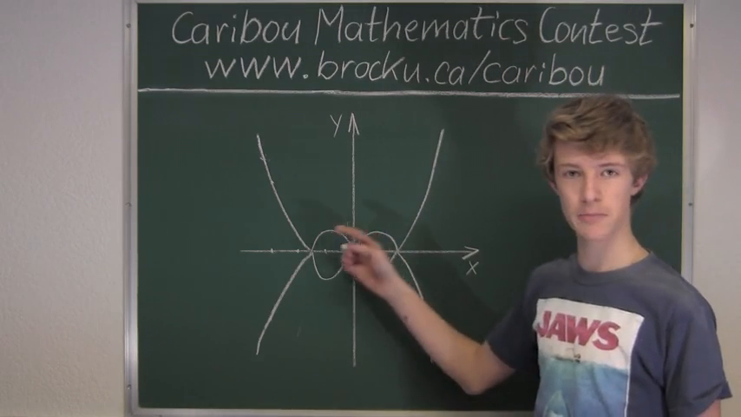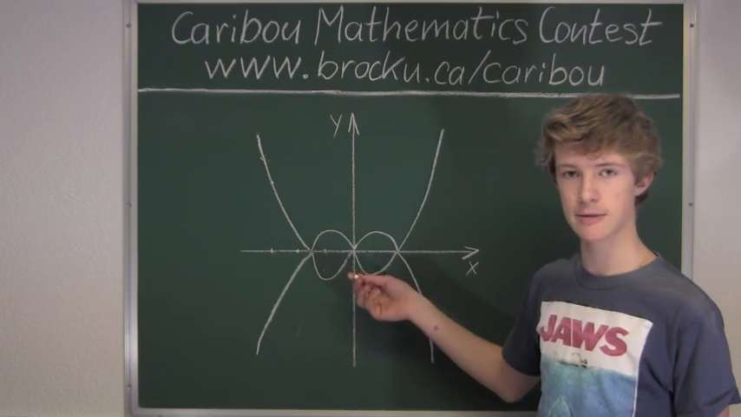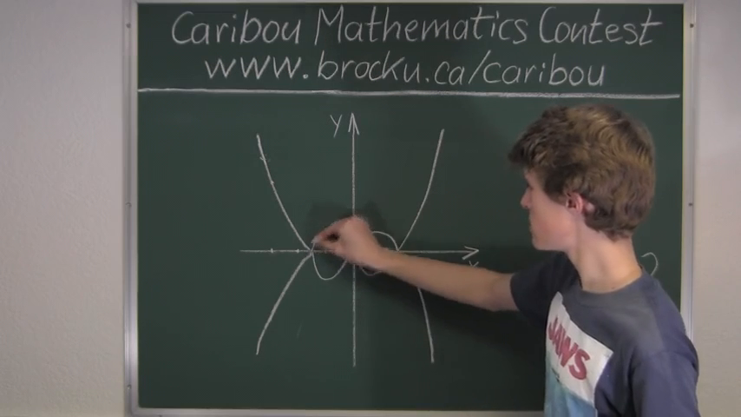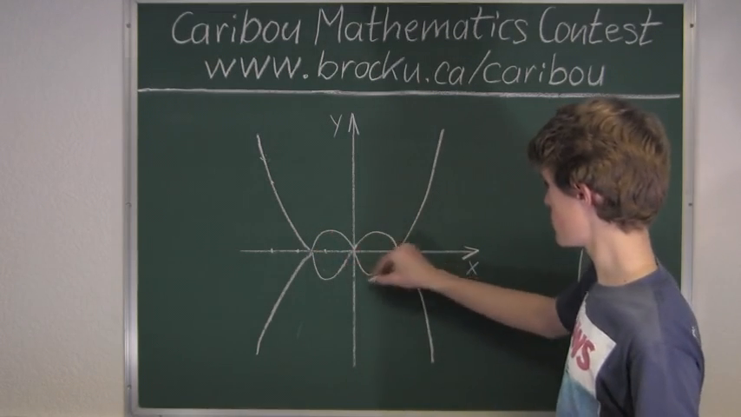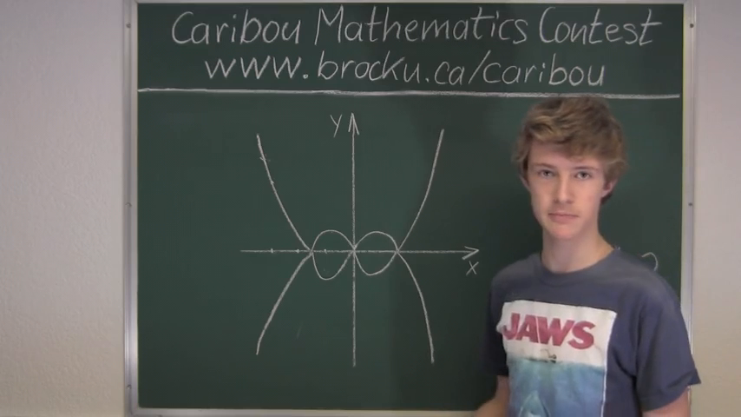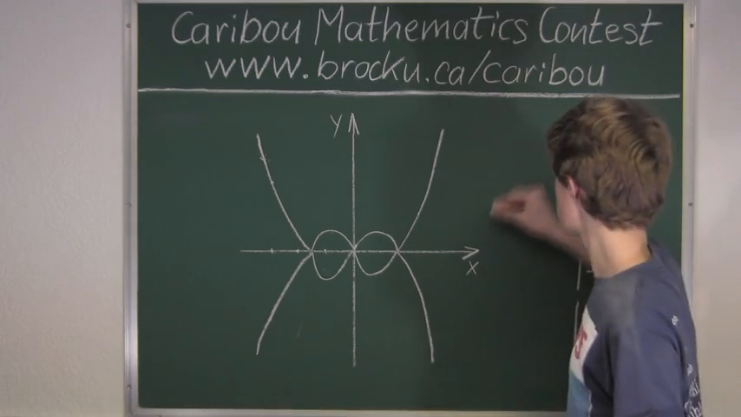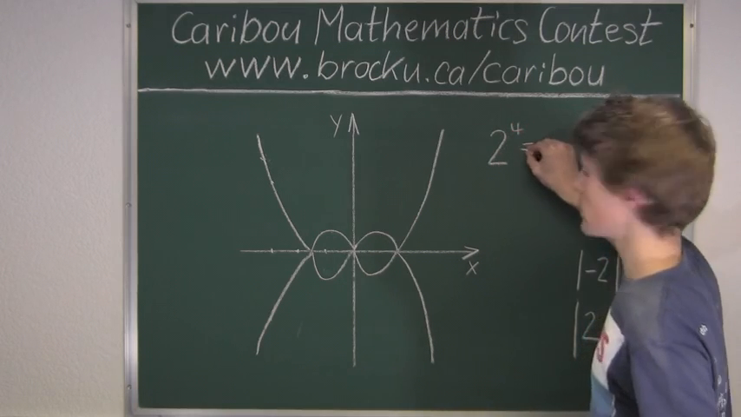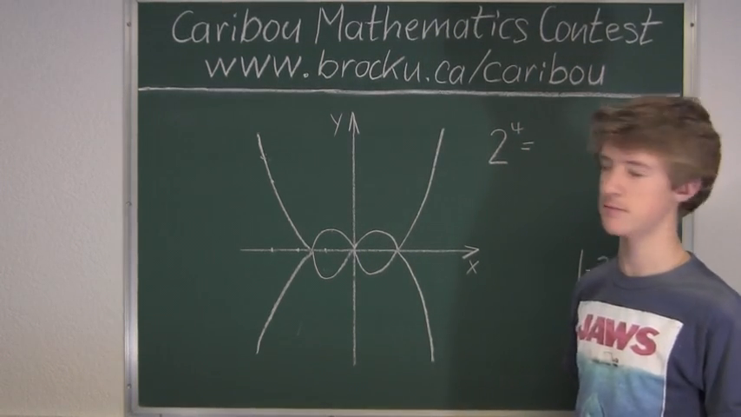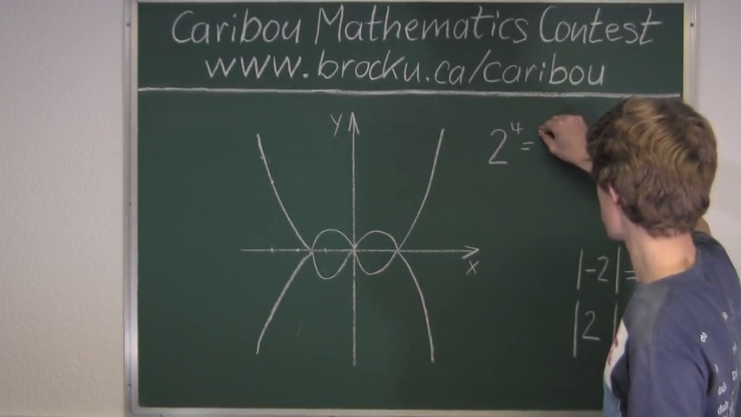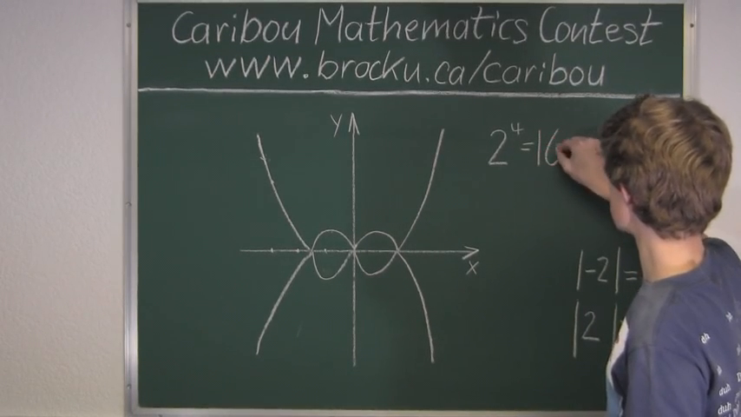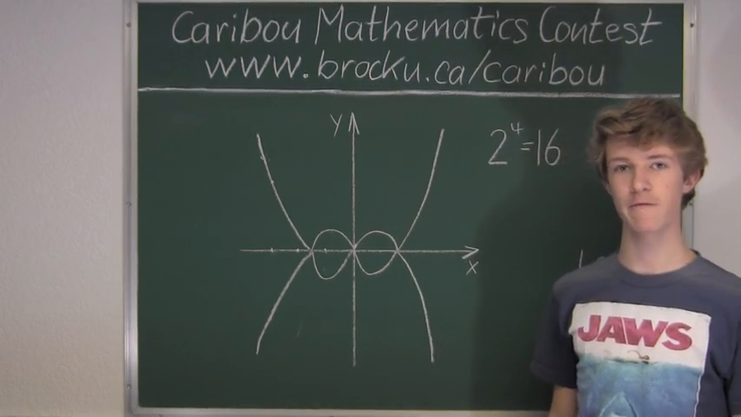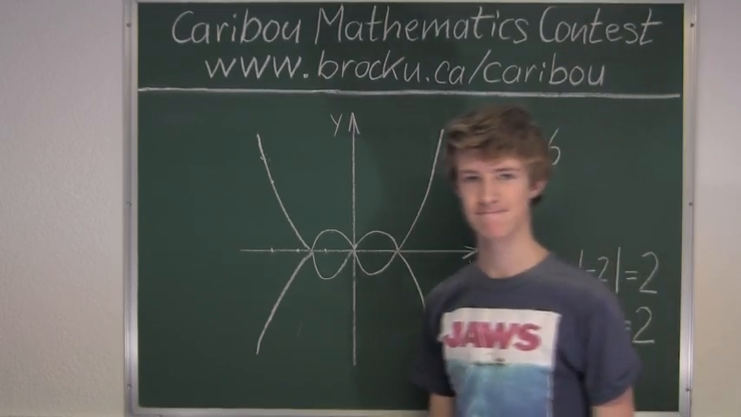So since we know that all the possibilities and options are independent from each other, we see that we have 2 times 2 times 2 times 2 possibilities, which is 2 to the power of 4. And we know that 2 times 2 is 4, times 2 is 8, times 2 is 16, so 2 to the power of 4 equals 16. So we know that there are 16 different possibilities for the graph of y equals f of x.